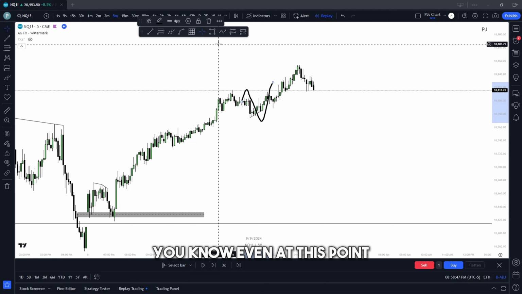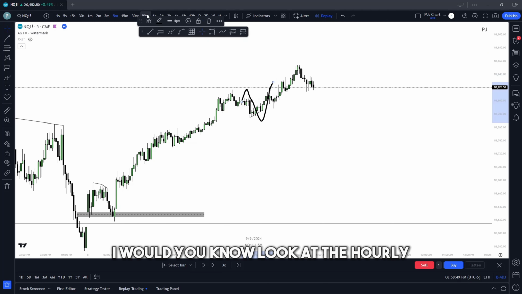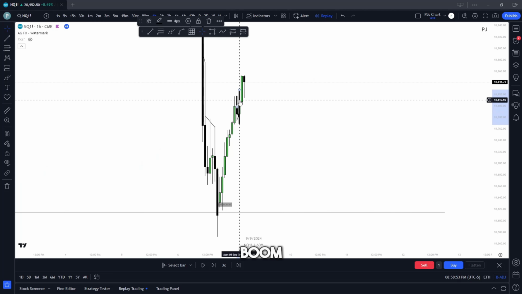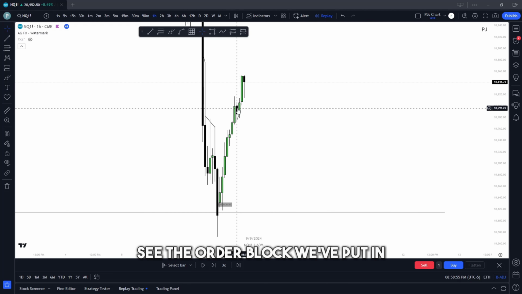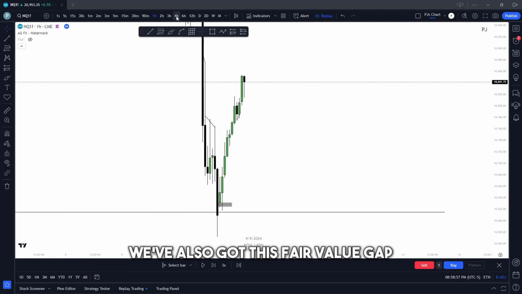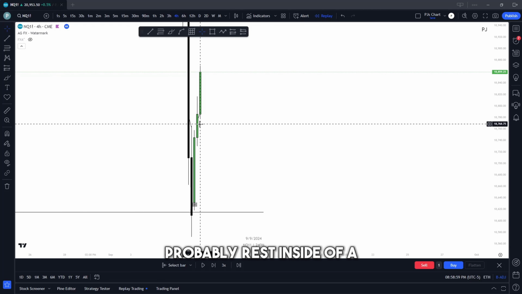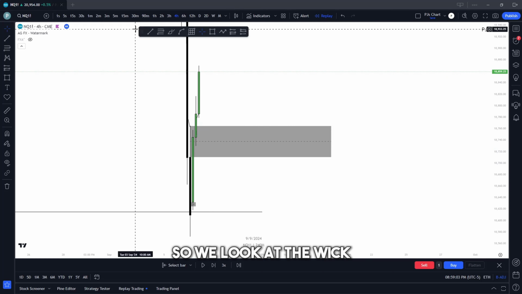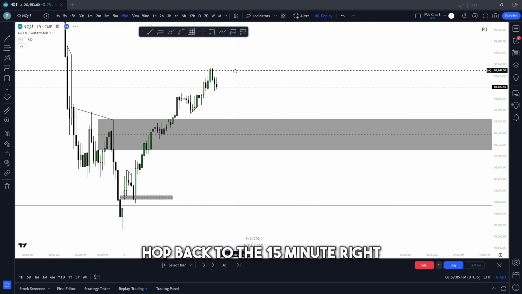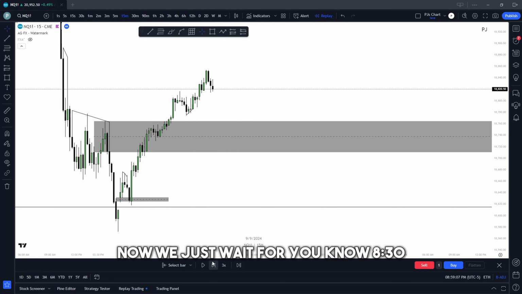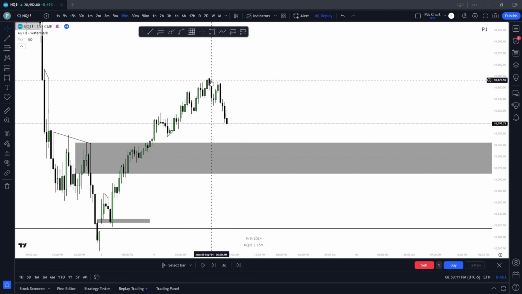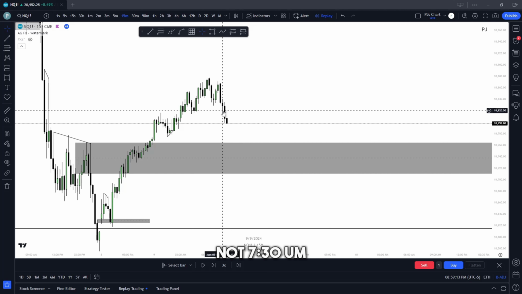Even at this point, now I would look at the hourly, higher time frame, boom, get this off the chart. See the order block we've put in. We've also got this fair value gap probably resting inside of a 4-hour fair value gap order block, right? So we look at the wick, hop back to the 15-minute. Right now we just wait for 8:30, maybe 7:30. Probably won't happen. Probably, yeah, not 7:30.